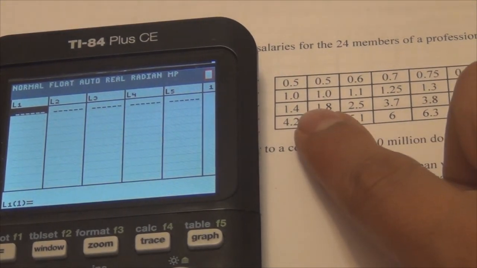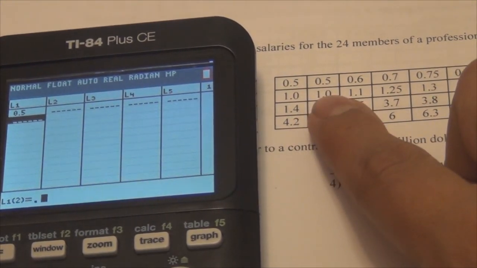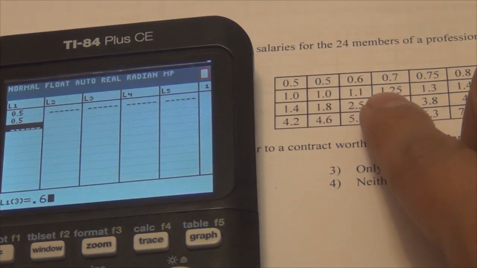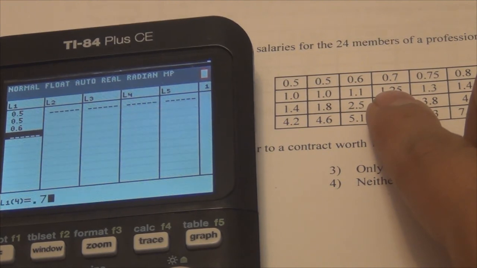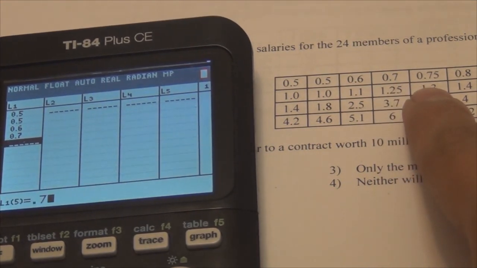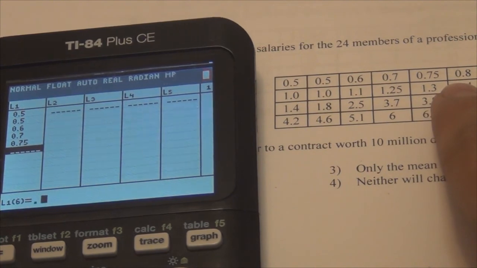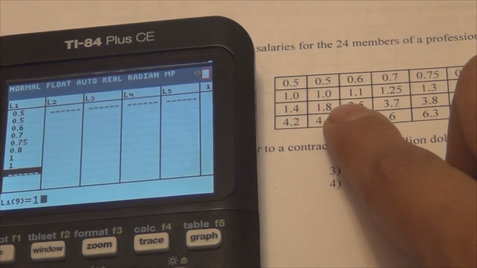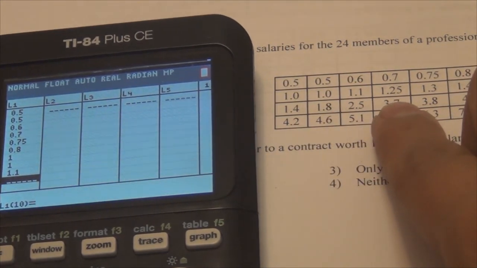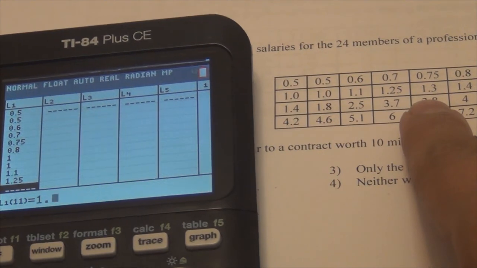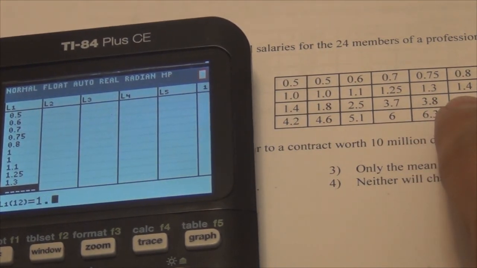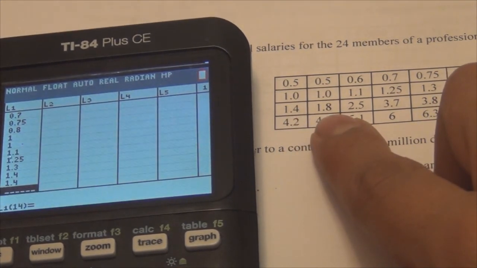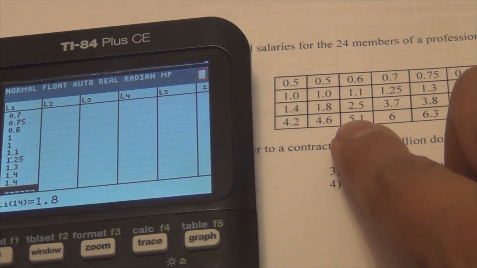So I am at 0.5, 0.6, 0.7, 0.75, 1.8, 1, 1, 1.1, 1.25, 1.3. This is tedious. I hate this. Oh my god. 1.4. You know what? I should be having fun right now instead of doing all this.